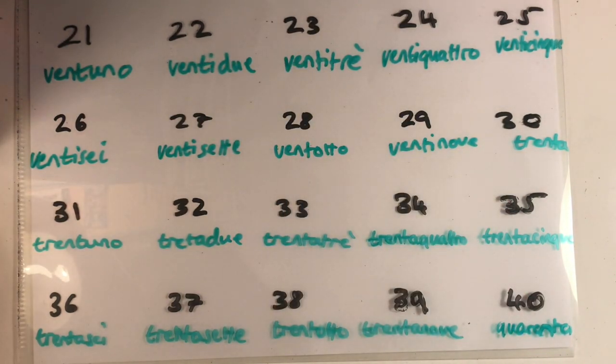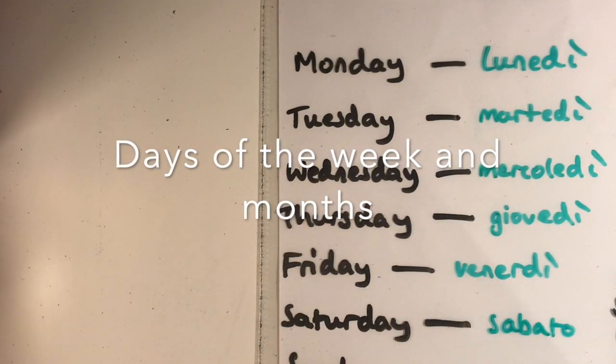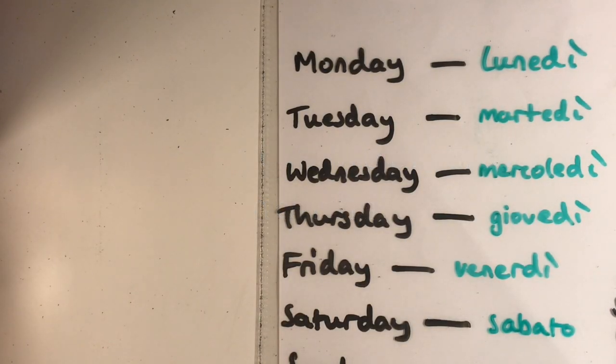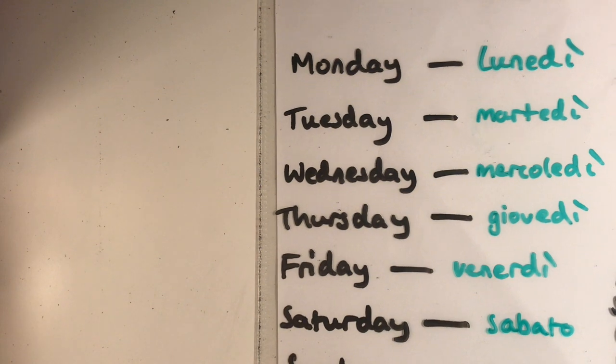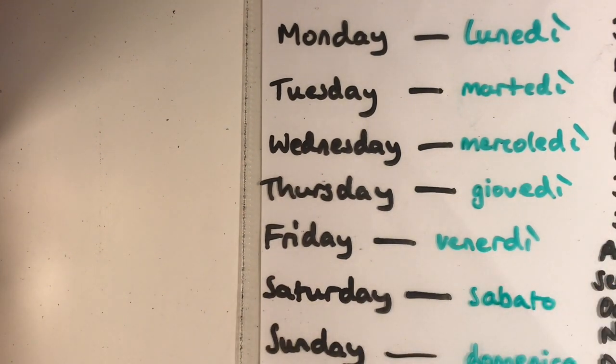So now let's look at days of the week. Right, something we all know in English are the days of the week. So I thought we need to learn these in Italian so that we can write the date. So let's take a look. I'm going to pronounce these and you just hopefully are going to speak them back.